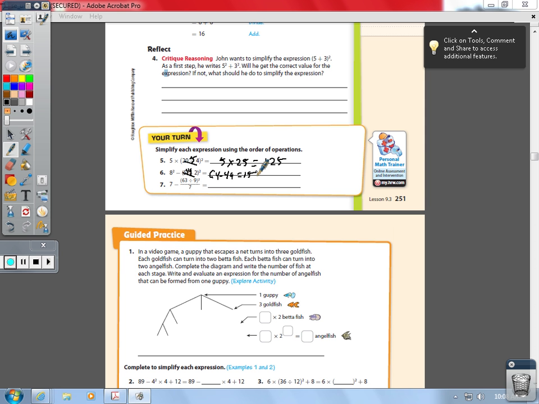And then the last example, 7 minus 63 divided by 9, in parentheses, squared, over 7. First of all, we've got to do what's in parentheses. So we've got 63 divided by 9 equals 7. 7 squared is 49 over 7. We've got 7 minus. So 49 divided by 7 is 7. So we have 7 minus 7, which equals 0.